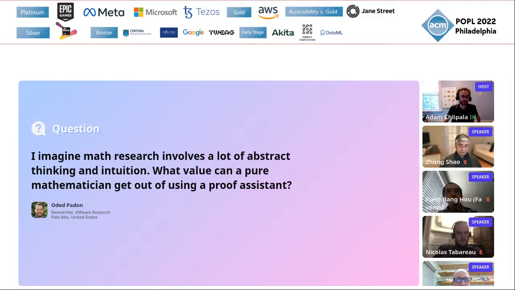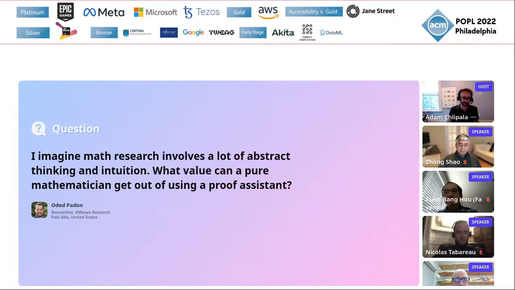This is about the common characterization I hear about mathematicians, that there's a lot of abstract thinking and intuition building independently of coming up with the completely rigorous proofs. And to the extent this is true, as a description of what mathematicians do, how do we characterize the value they get out of using a proof assistant?